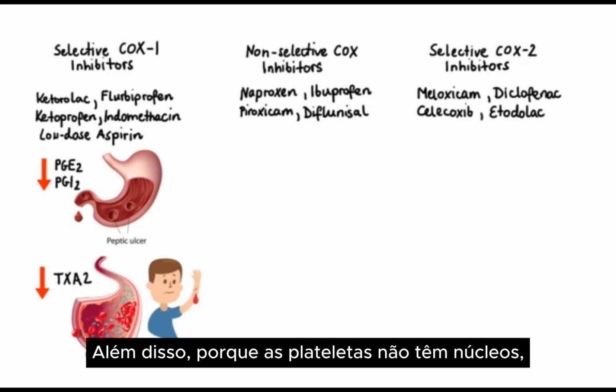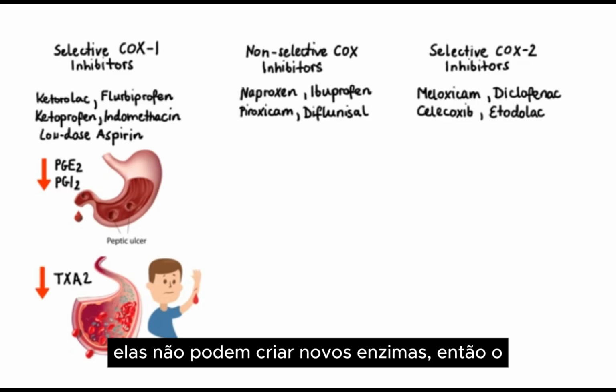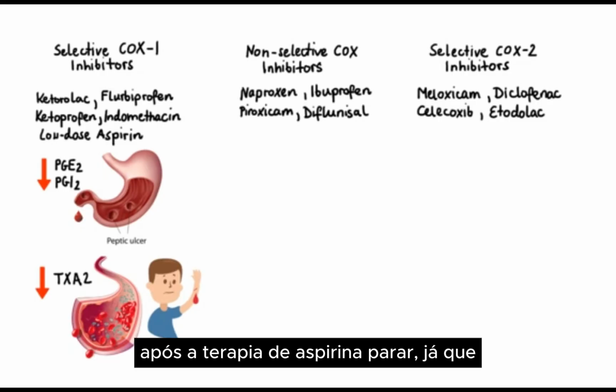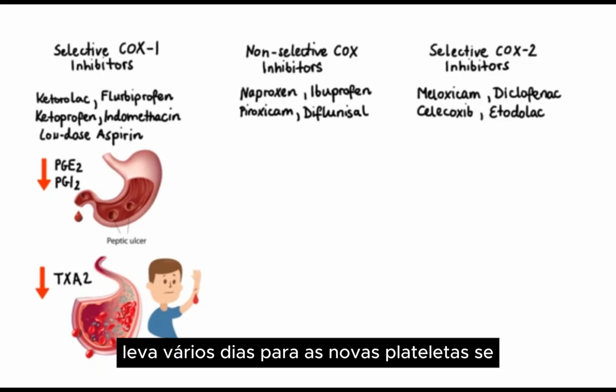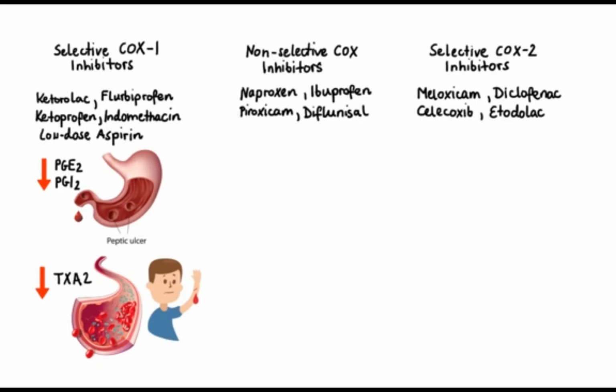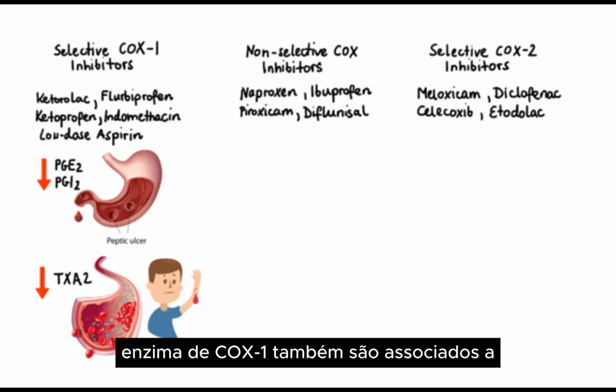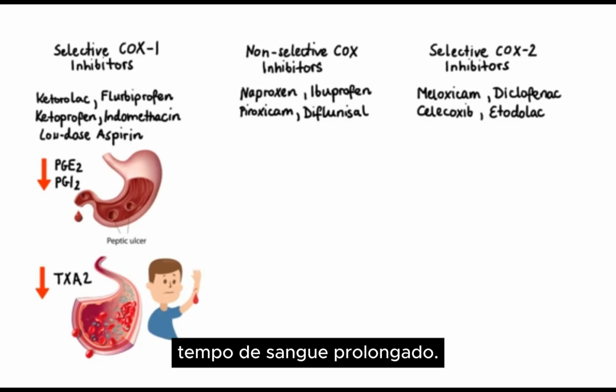Moreover, because platelets don't have a nucleus, they can't make new enzyme, so aspirin-induced antiplatelet effect persists even after aspirin therapy is stopped, as it takes several days for the new platelets to replace the old ones. So again, agents with higher selectivity for COX-1 enzyme are also associated with prolonged bleeding time.